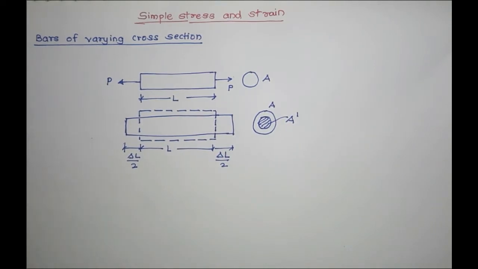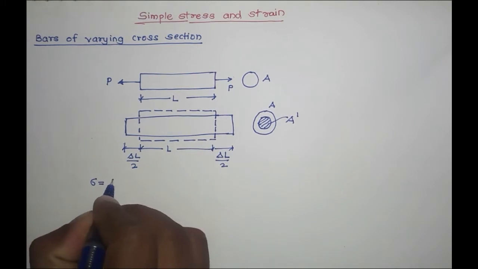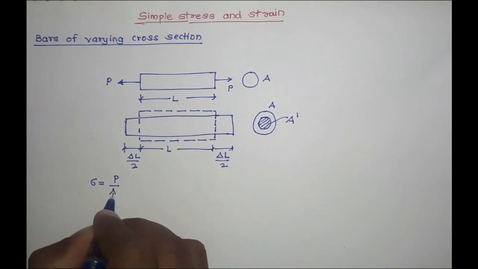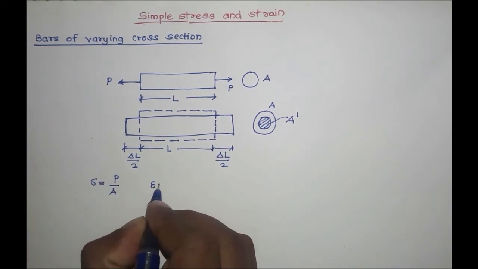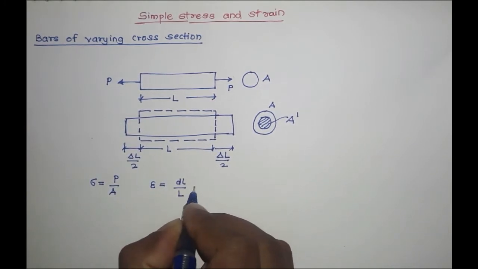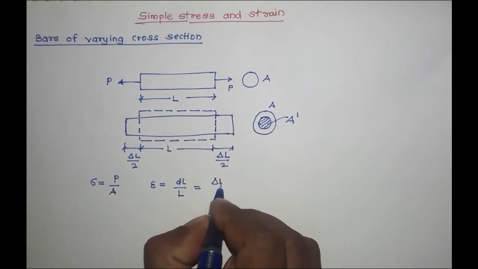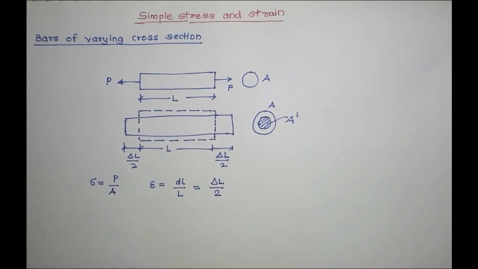Now with respect to this, we have already seen that stress can be calculated as load upon area and the strain can be calculated as change in length upon original length. So here the change in length will be delta L by 2 plus delta L by 2, so it is delta L. Now we will try to relate these things.